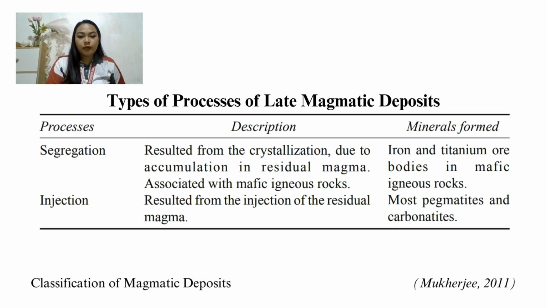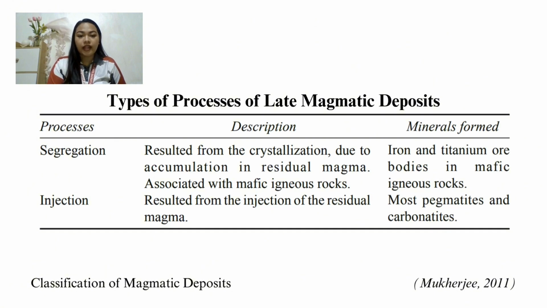Late magmatic deposits result from two key processes, segregation and injection. Segregation occurs when ore minerals crystallize from the residual magma and accumulate in specific zones, often within mafic igneous rock. This process leads to the formation of iron and titanium ore bodies, which are valuable for industrial applications. The accumulation of these minerals happens due to density differences, causing heavier minerals to settle and concentrate in layers.